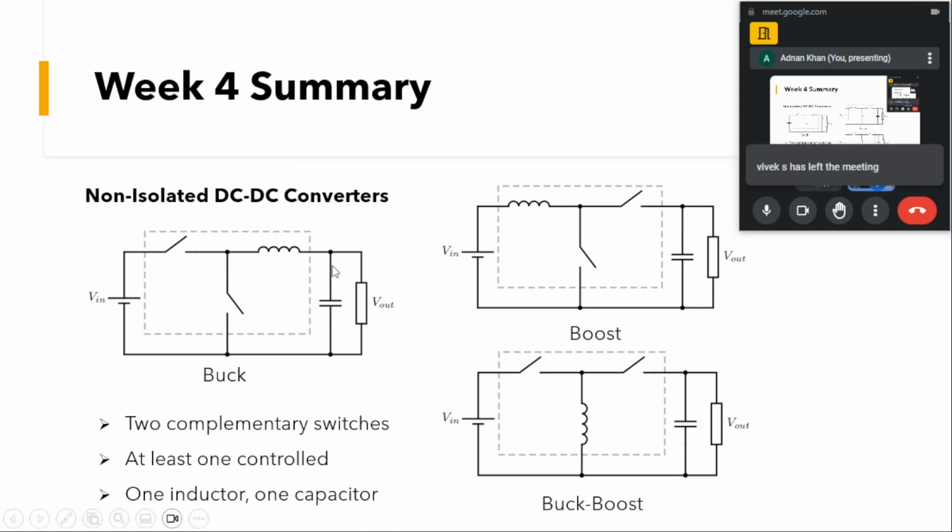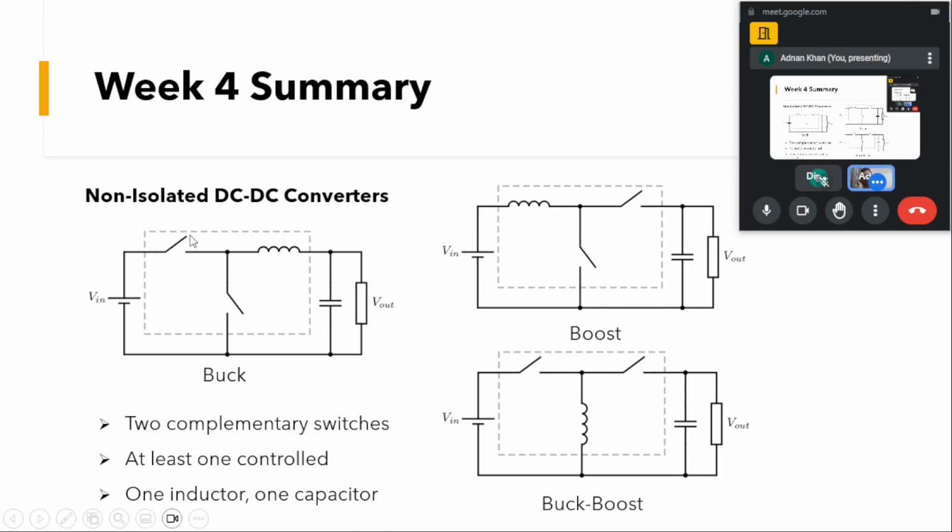You can see here the switching network and the inductor highlighted with this box. In all these topologies, the location of the switches has been shifted somehow. On the buck converter, the switch is on the input side and here in the middle, and the inductor is at the output side. In the boost converter, the inductor is on the source side. And in the buck-boost, the inductor is on the middle leg, and the switches are here.